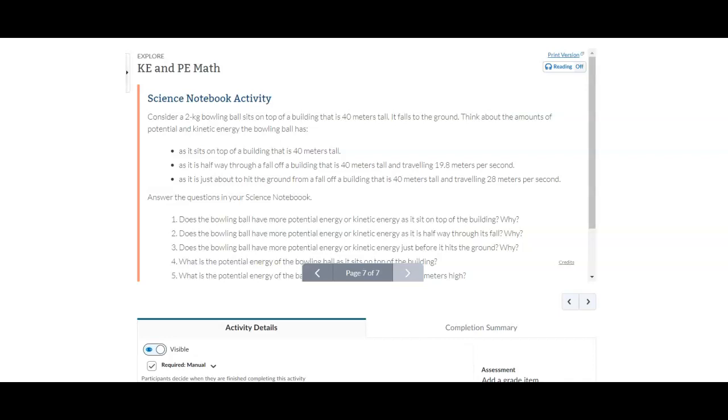So sometimes they had both, and sometimes it just had one or the other. So that answers your 2 guiding questions. So now on to the science notebook activity. This is required, so it does need to be in your science notebook.